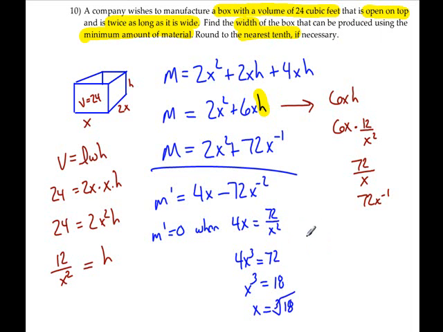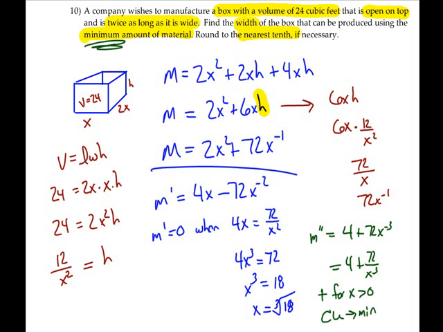So let's take a look at the second derivative here. Second derivative is 4 plus 72x to the negative 3, which is the same as 4 plus 72 over x cubed. This is positive for x greater than 0. Therefore, we're looking at concave up, which implies a minimum, which is what we're trying to find. So the width needs to be the cube root of 18. They want it rounded to the nearest tenth. So the cube root of 18 rounded to the nearest tenth is about 2.6. So it's about 2.6 feet. And there is number 10.